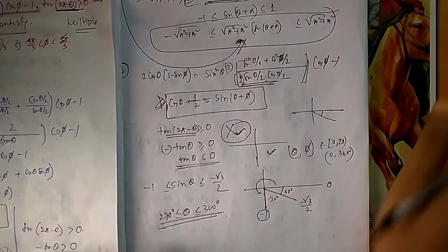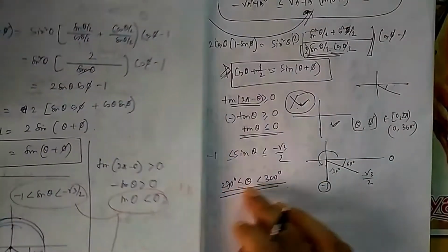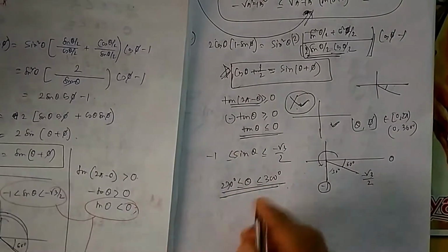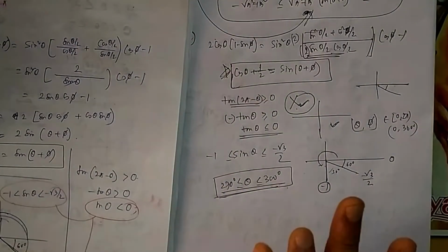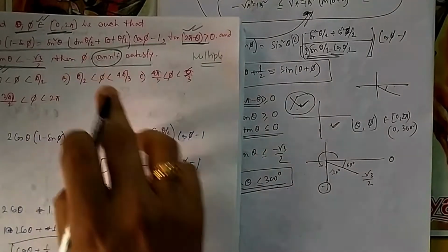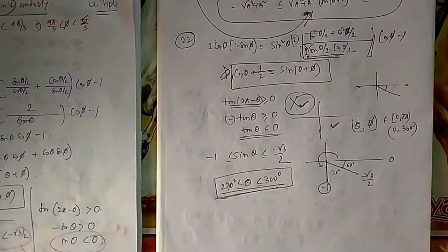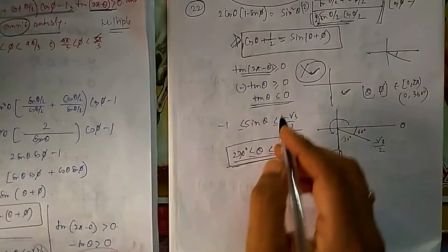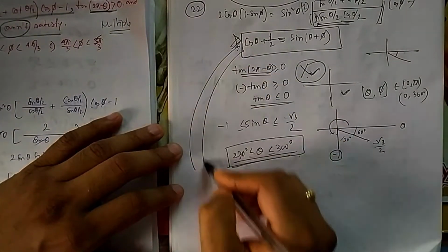Let me keep it in degree only. So you got this earlier, this theta should lie between these two. I got the expression of theta, but unfortunately they are asking me the range of phi, which is not satisfied by this. Now you look at the relation between theta and phi.